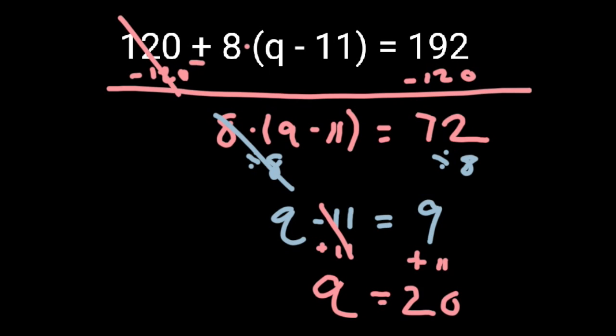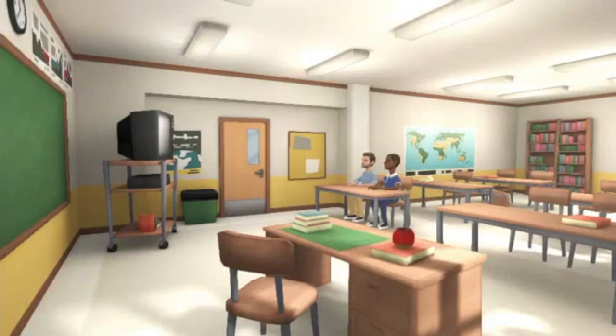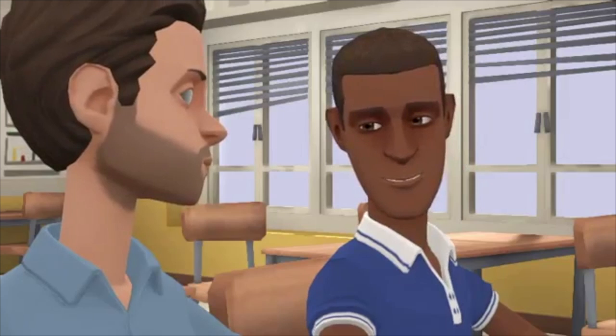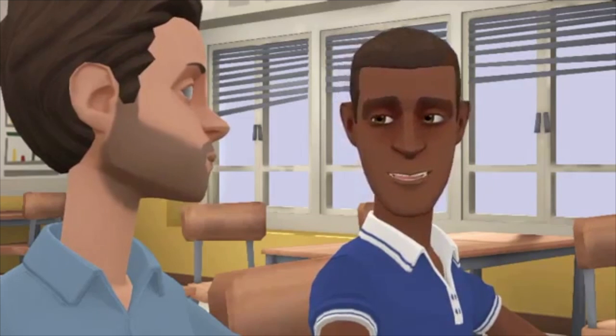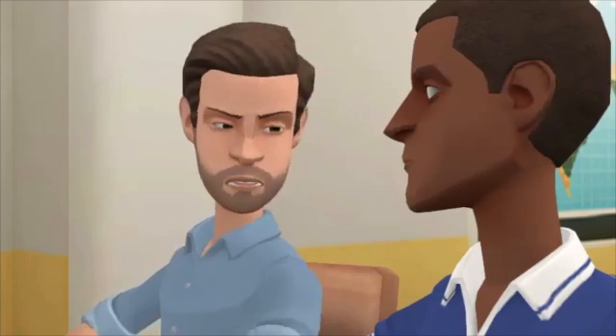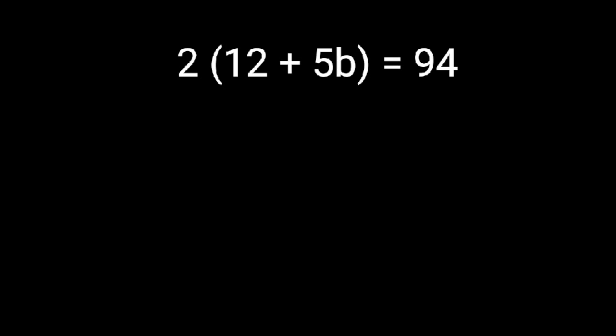Now we can easily check our work. We take that Q is 20 and we change the Q in the original equation to 20 and see if it makes the equation true. 20 minus 11 is 9. 9 times 8 is 72, plus the 120 is 192. So we know that the answer is correct. Oh, I got this. Do I have to show my work now? Of course you have to show your work. You will also check your answers with substitution.